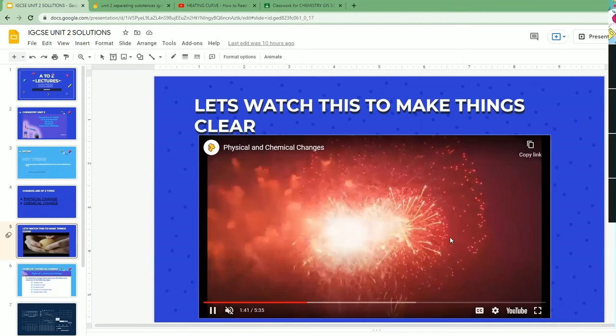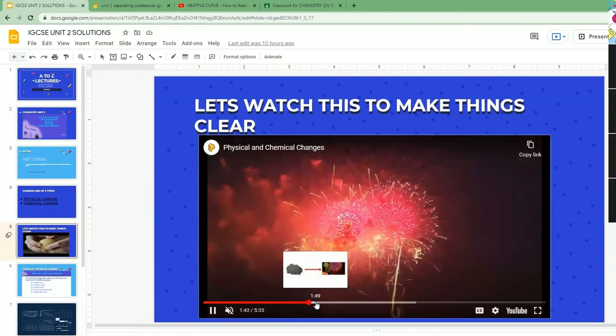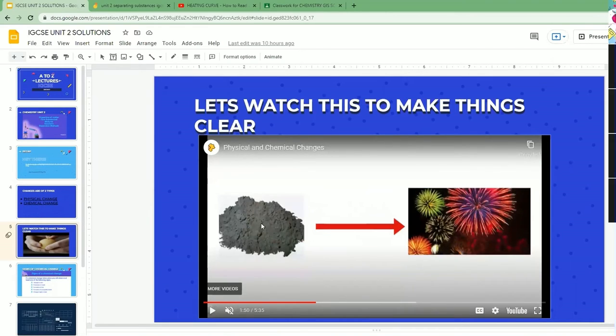Fireworks, another example. In fireworks, they take this powder and put it on fire and it changes into different colors. It's a chemical change.